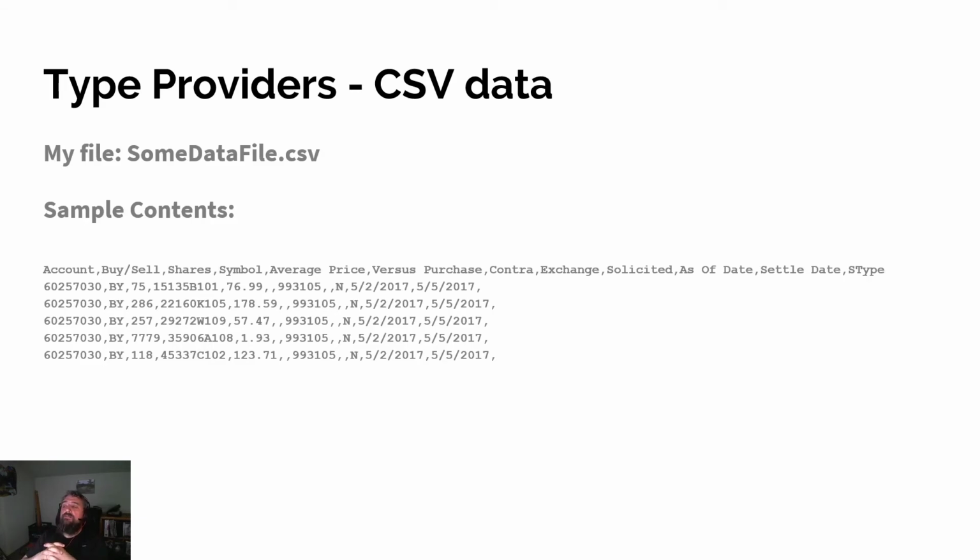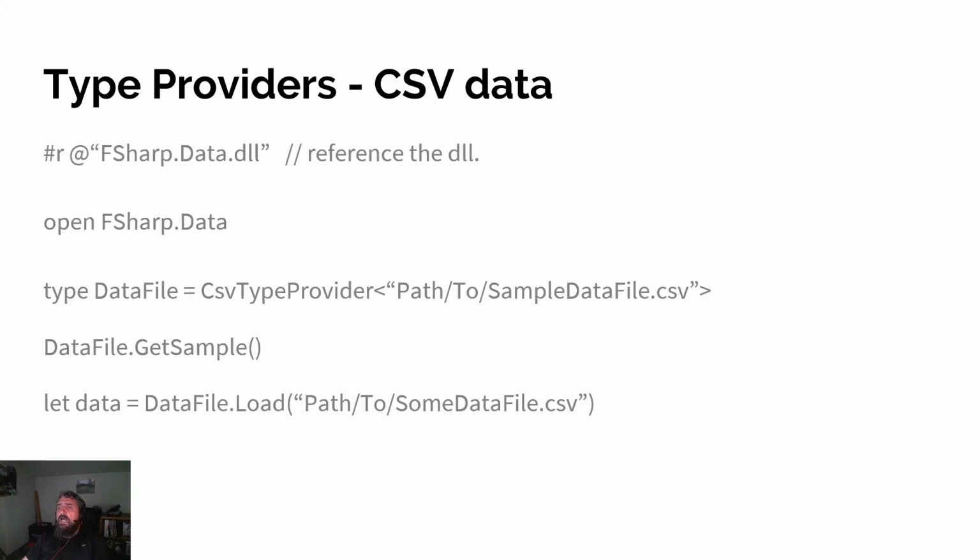And there's some other stuff. So assume that I've got a file called somedatafile.csv, and it's got a pile of trades for accounts and whatnot. What I can do is refer to fsharp.data.dll, and I can reference the DLL. And with F Sharp, the new stuff, you can actually reference NuGet packages directly. So you'd just say NuGet, and then whatever your F Sharp package is named. In this case, I believe it's called fsharp.data.